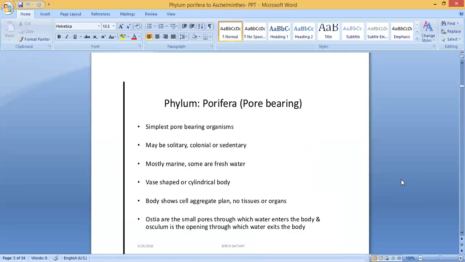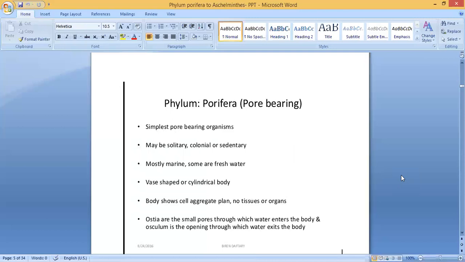First phylum, that is phylum Porifera. This phylum is also known as pore bearing. Pore means holes or openings. Why is it called pore bearing? Because the body of most organisms under this phylum contains pores, openings or holes. They are the simplest forms. Clear? So they are simplest pore bearing organisms, and their body contains pores or holes or openings.